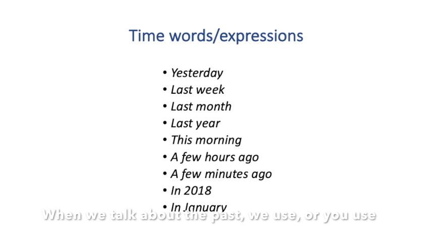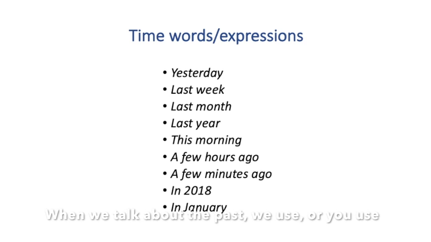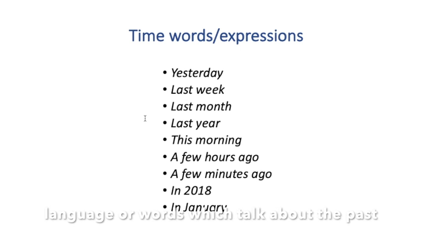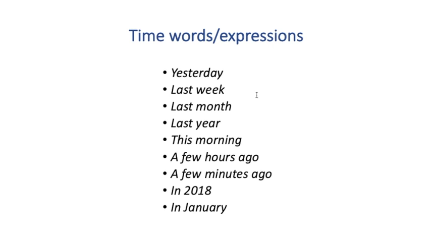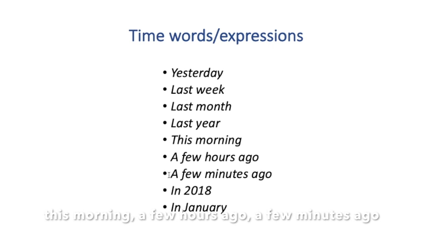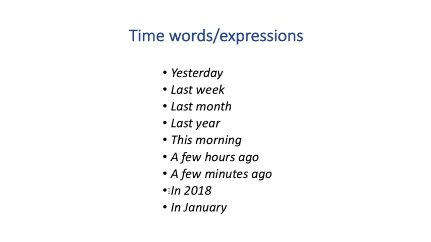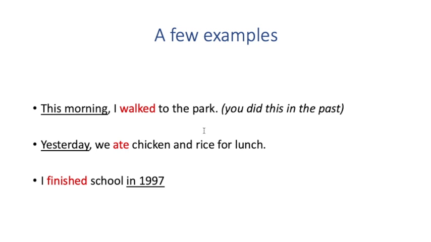When you talk about the past, you use language or words which talk about the past. So for example, yesterday, last week, last month, last year, this morning, a few hours ago, a few minutes ago, in 2018, in January. Okay, just some examples. So, this morning, okay, so these words are talking about the past.